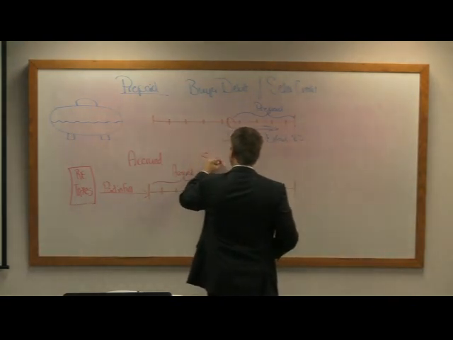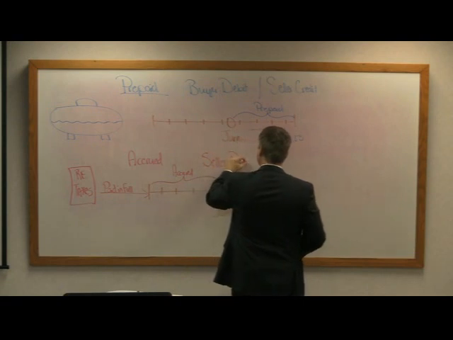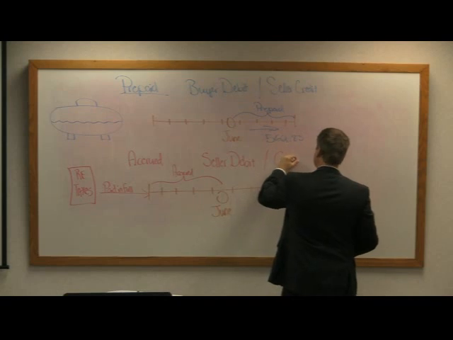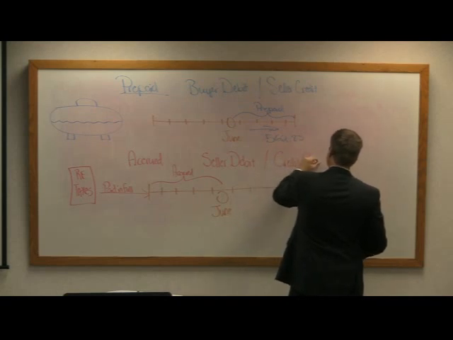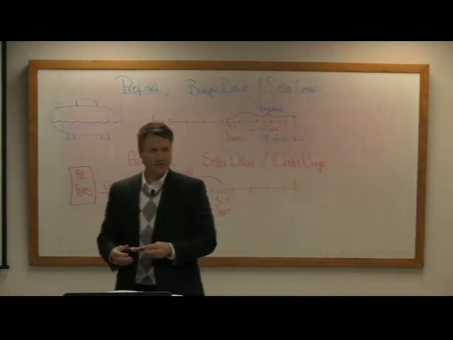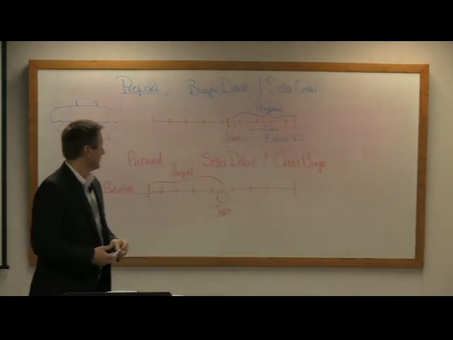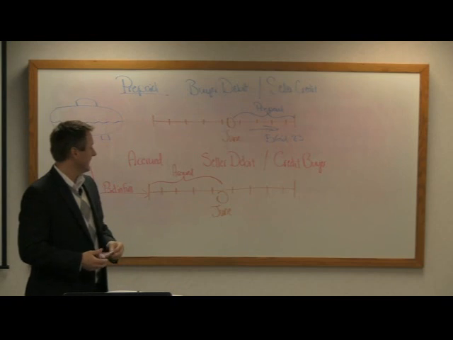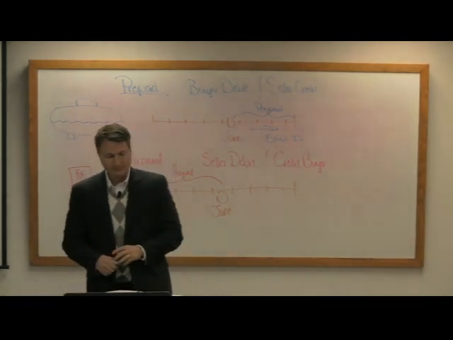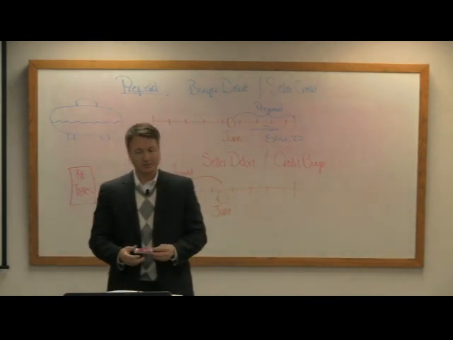That being said, it's going to be a debit to the seller and a credit to the buyer. Debit seller, credit buyer on those items that are paid in arrears, or our accrued items, when we're doing our prorations.